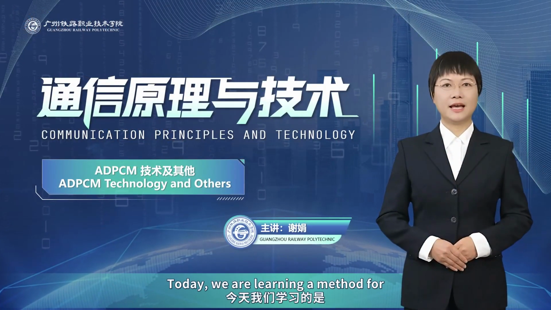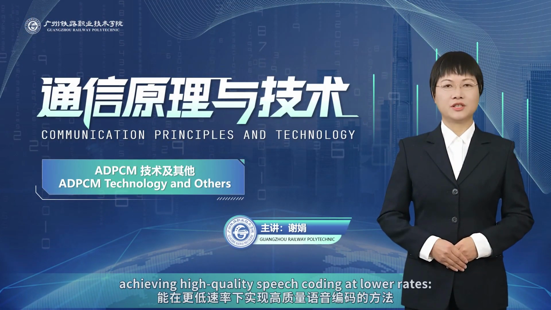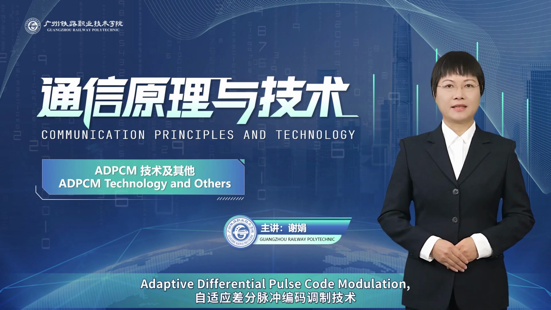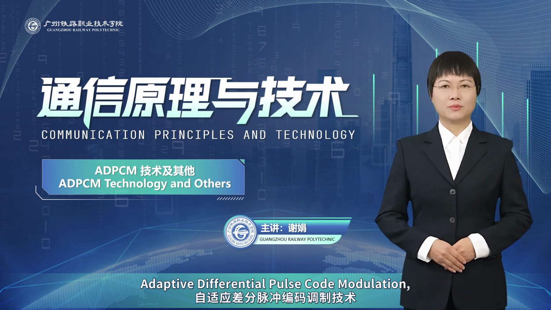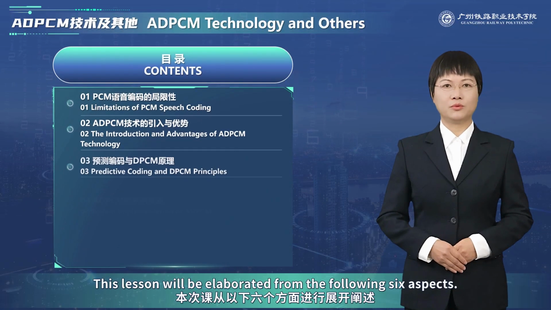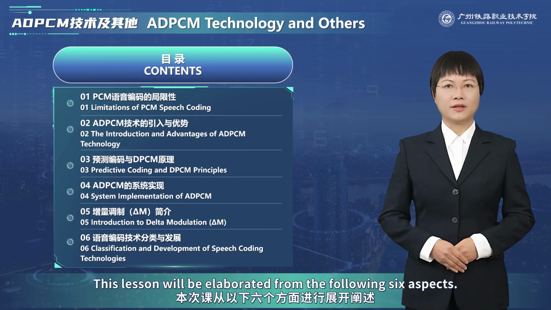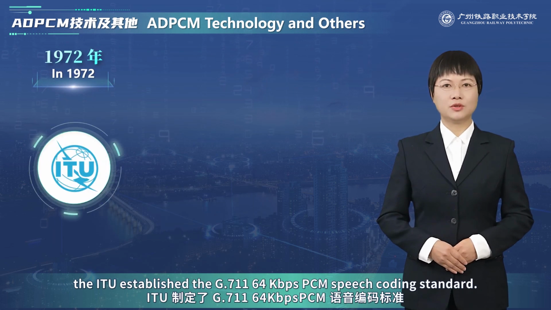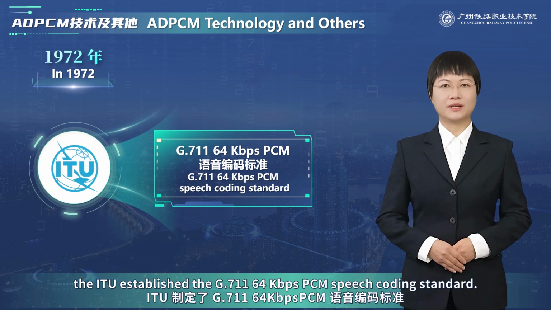Everyone, today we are learning a method for achieving high-quality speech coding at lower rates, adaptive differential pulse code modulation, also known as ADPCM technology. This lesson will be elaborated from the following 6 aspects. In 1972, the ITU established the G.711 64 kilobits per second PCM speech coding standard.